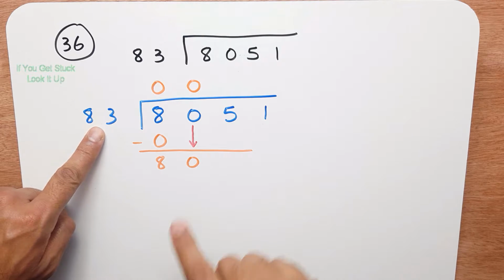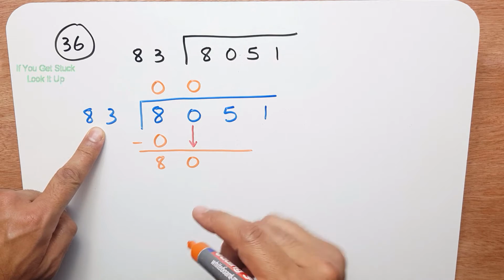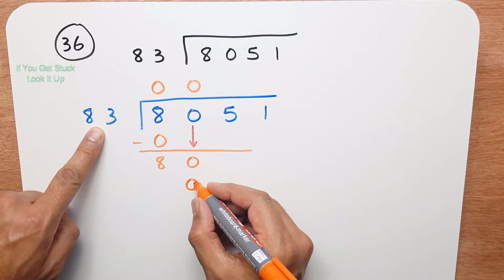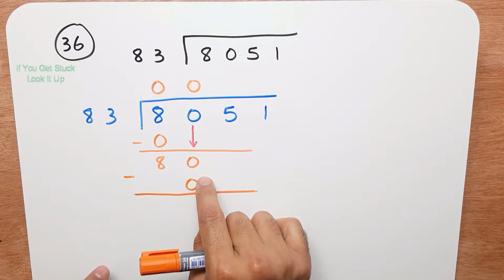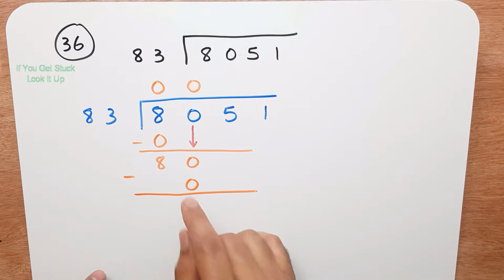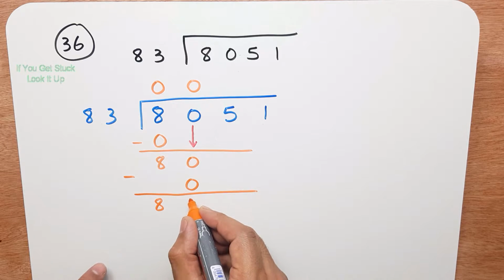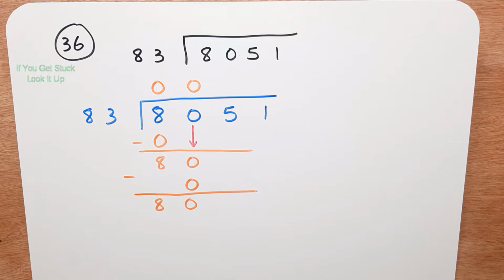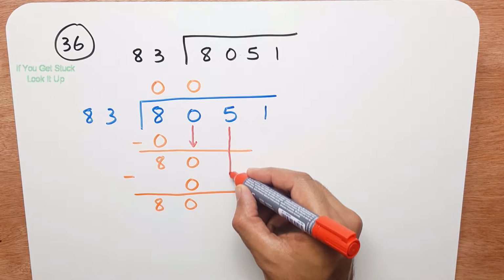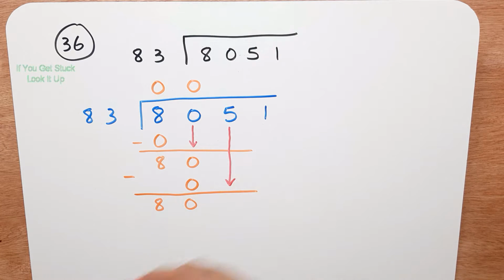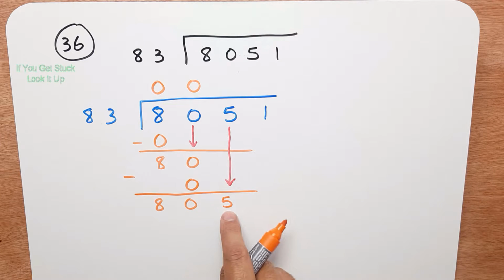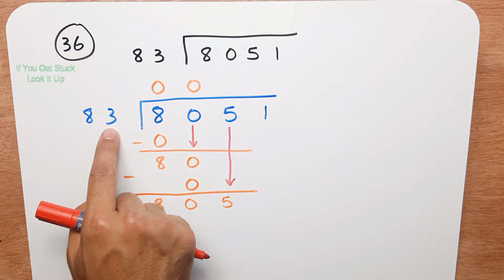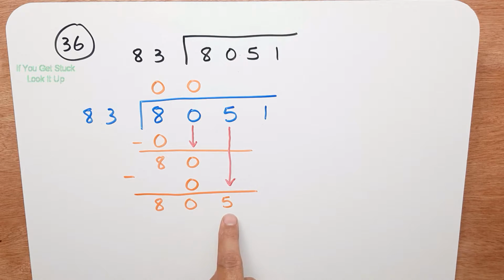So what is 83 times this 0? It's 0. So what I'm going to do is subtract these two. So 80 take away 0 is 80. As before, I'm going to bring this next digit down, the 5. So now this number becomes 805. Now, how many 83s are there in 805?